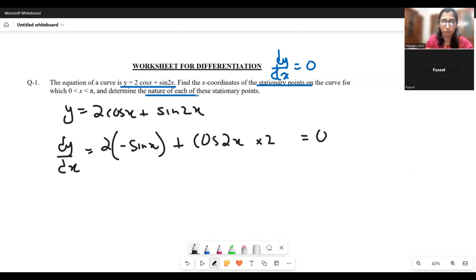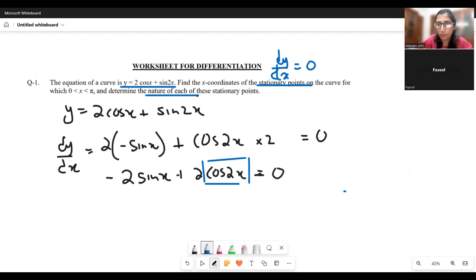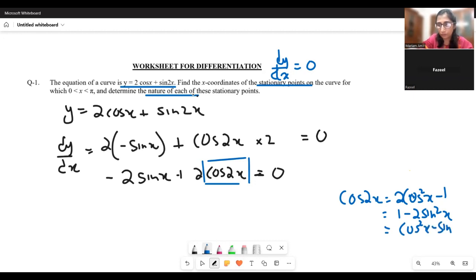And then we equate it to 0. So we're getting minus 2 sine x plus 2 cos 2x equals 0. We have to solve this and get the values of x. So we can use the double angle formula for cos 2x. It's already there in the formula sheet. Cos 2x is equal to 2 cos square x minus 1, or 1 minus 2 sine square x, or cos square x minus sine square x. So I'm going to use this one.